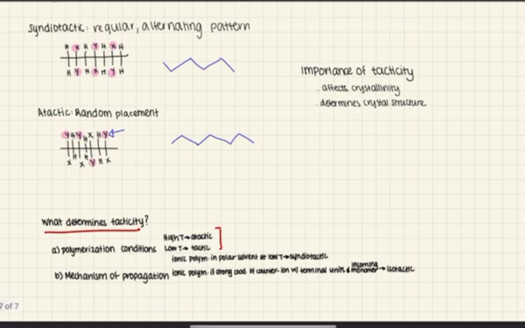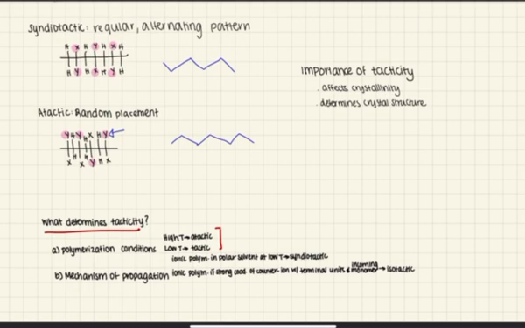Tacticity can be determined from the conditions in which the polymer was produced, as well as the mechanisms of propagation. So at high temperatures, that will usually produce an atactic amorphous structure, while lower temperatures will lead to more tacticity, so a syndiotactic or isotactic structure is more likely.